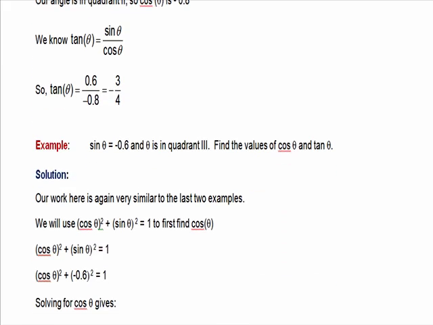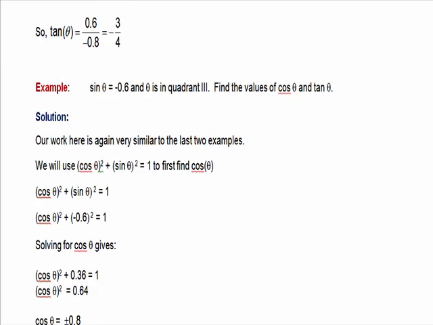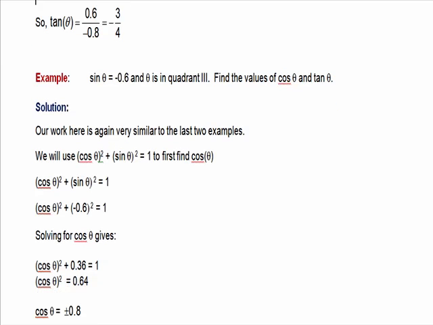Now, suppose sine theta is negative 0.6. So I'm using the same 0.6, but I made it negative. And I'm in quadrant 3, where sine would need to be negative. And I'd like to find the value of cosine theta and tan theta again. Again, the work is very similar. We're going to use that Pythagorean identity. If I know sine, I can find cosine. So I substitute in this time the negative 0.6 for the sine.